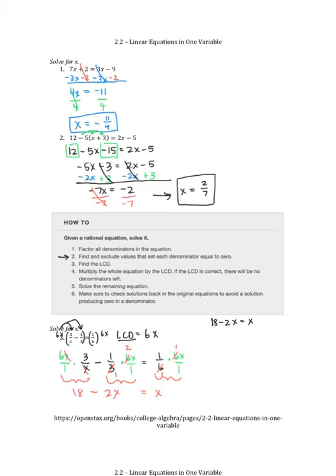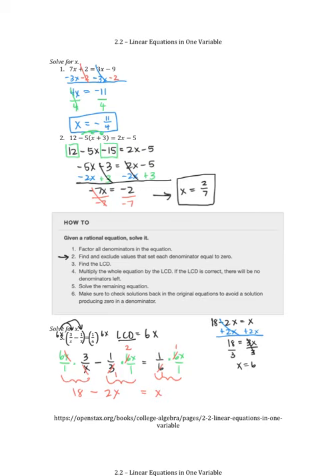Okay, now my goal is to get my x's on one side and my constants on the other. I'm going to go ahead and add the 2x this time, simply because it will be less steps. So I'm getting rid of the x on this side. So I'll have 18 equals 3x, divided by 3, so x equals 6.